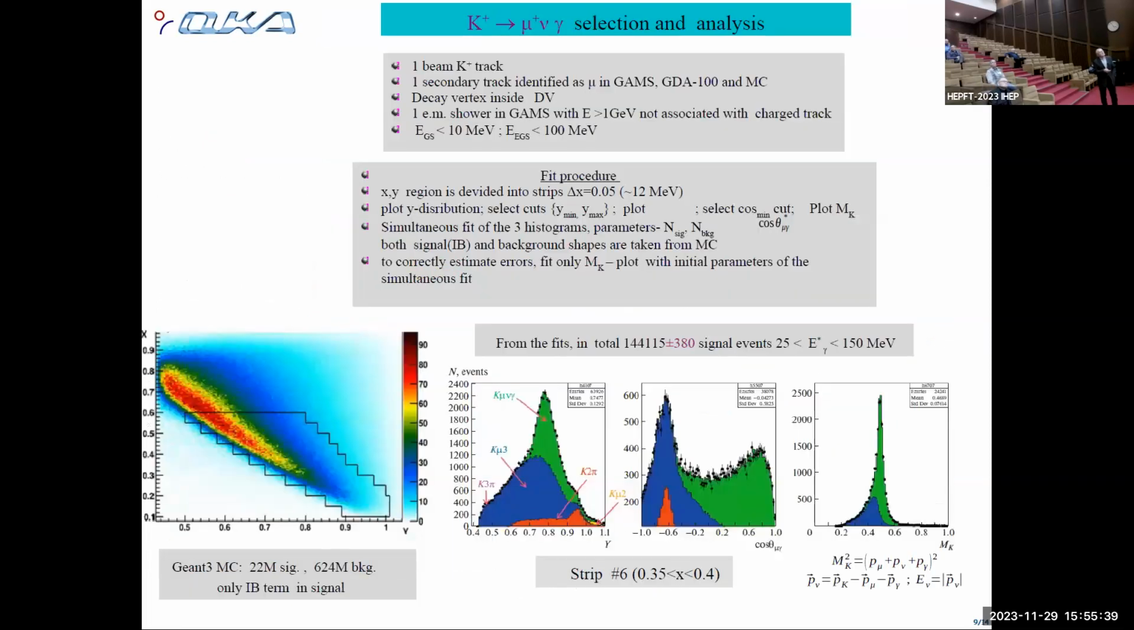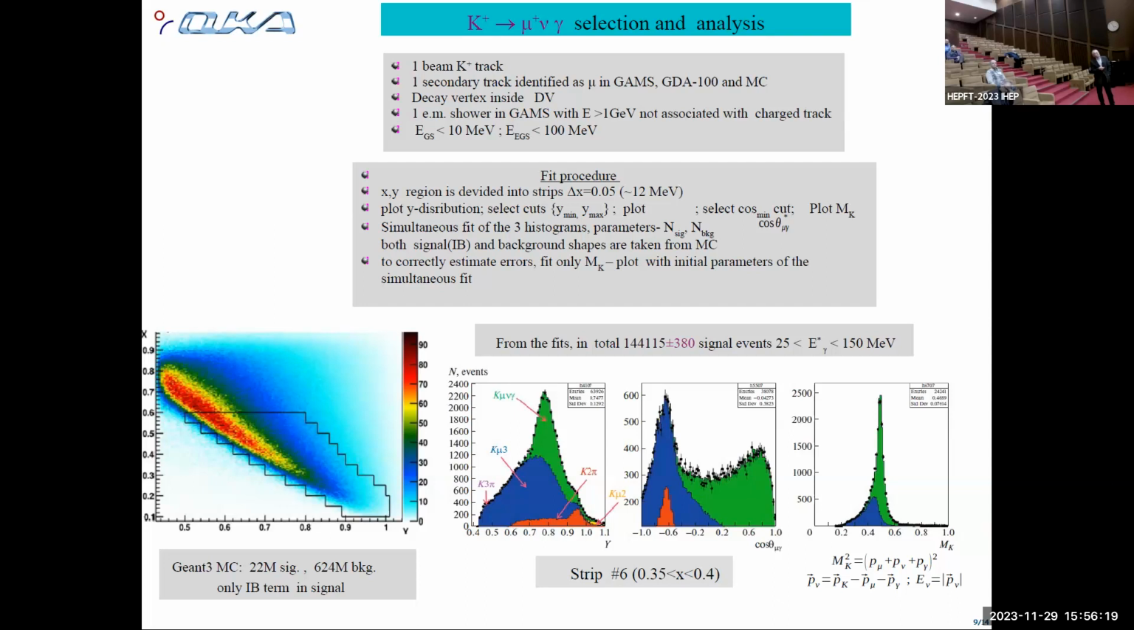Okay, there are some selections, of course, but they are very simple because the final system is rather simple. You select one charged track in the final state, identify it as a muon. Then we should find a shower in the electromagnetic calorimeter and require nothing in the guard system.